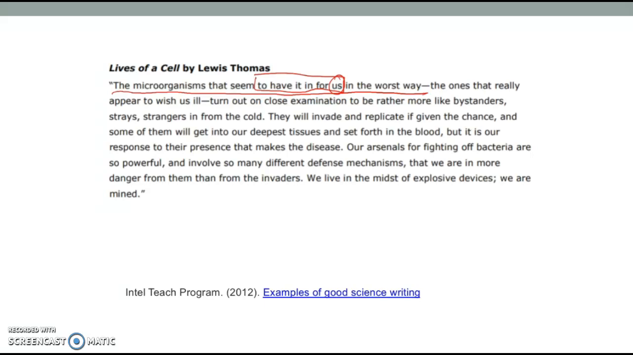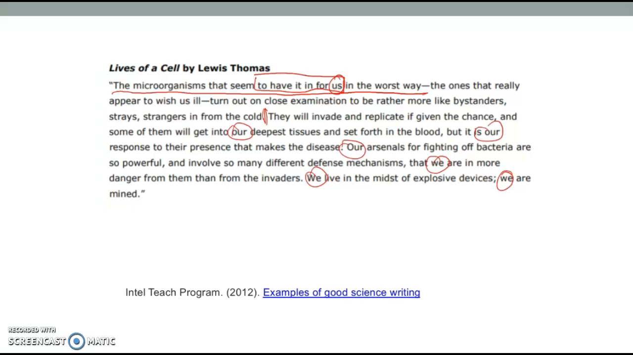So right in the first sentence, this paragraph gives itself away as clearly addressing a more general audience. And then if you look at the rest of the paragraph, the second sentence starts right here. "They will invade and replicate if given the chance, and some of them will get into our deepest tissues and set forth in the blood, but it is our response to their presence that makes the disease. Our arsenals for fighting off bacteria are so powerful and involve so many different defense mechanisms that we are in more danger from them than from the invaders. We live in the midst of explosive devices. We are mined."